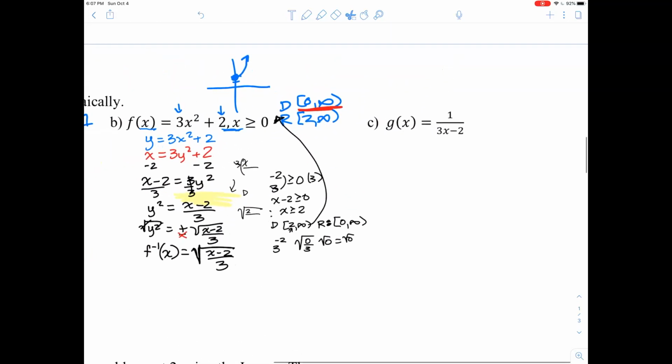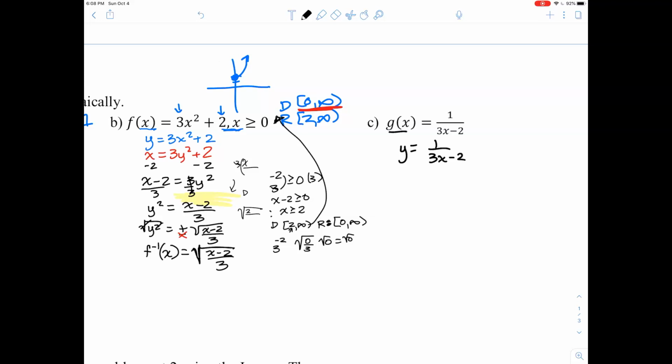All right, let's take a look at this last one here. So this last one is a rational function. Let's go ahead and see if we can solve it. So this is going to be switching the g of x out for y.